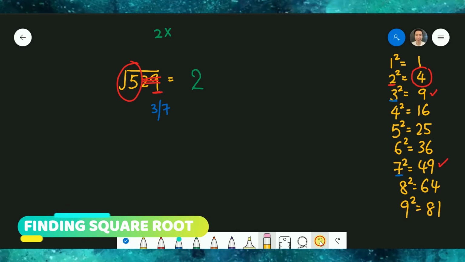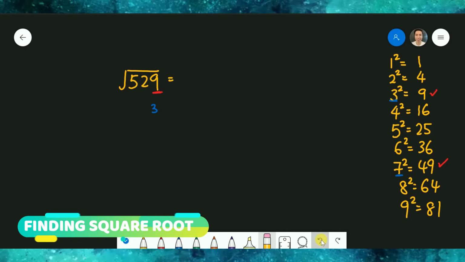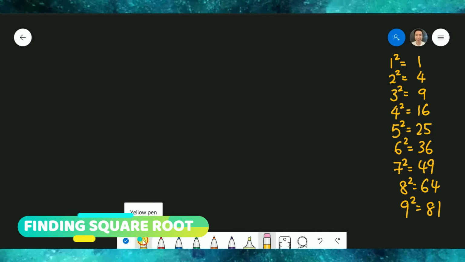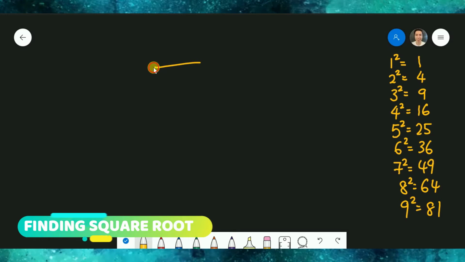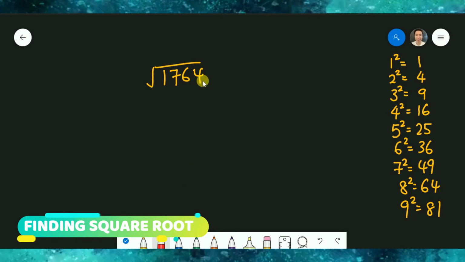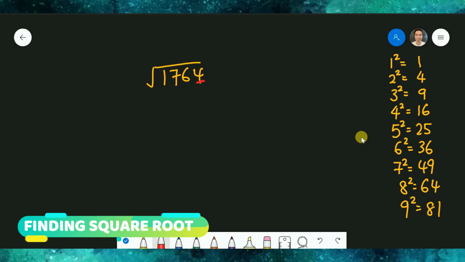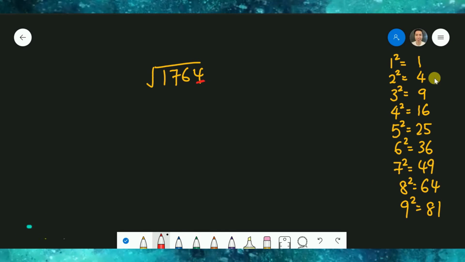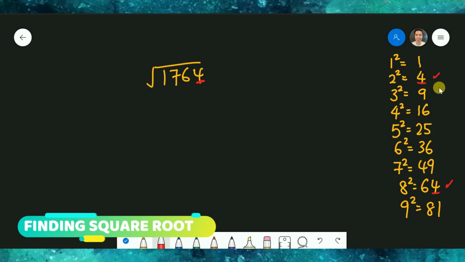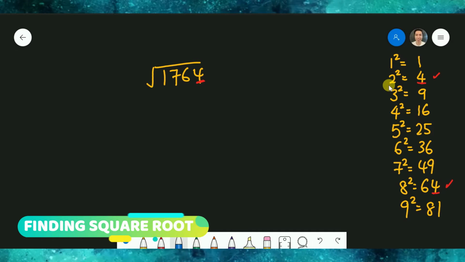Alright, when I go through the next question, you might understand more, so you can pick up more. The next example is the square root of 1764. How can you do this? The same method here. The first step is you need to see the last digit is 4. And from your right hand side list here, we have this one and this one, which contain the last digit 4. So we need to write down 2 and 8 as our last digit here.